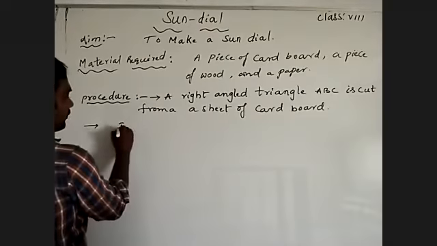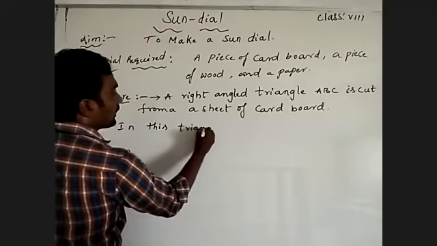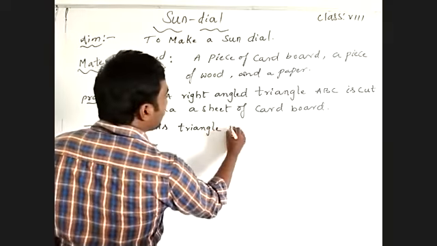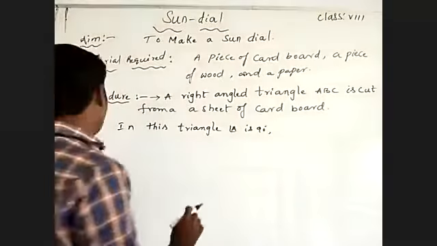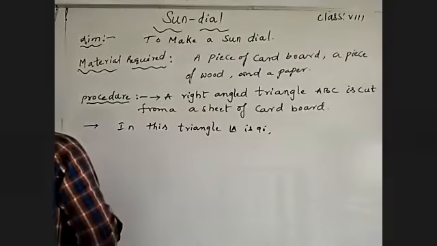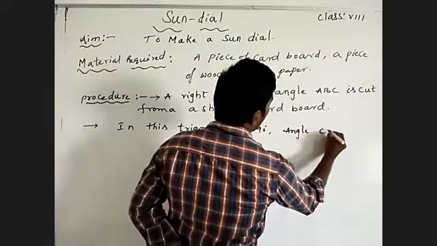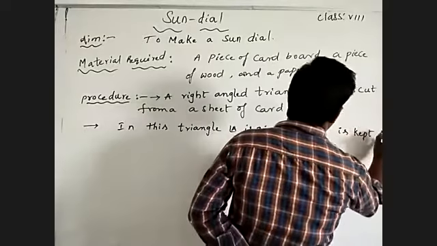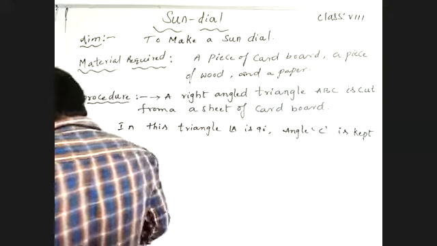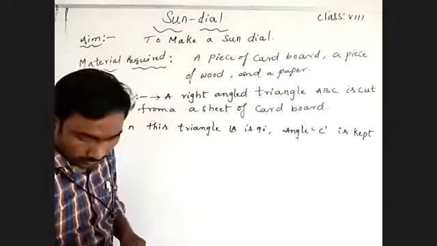Then after making right angle triangle ABC, in this triangle, angle A is 90 degrees, a right angle. Angle A should be a right angle. Angle C is kept based on our latitude.